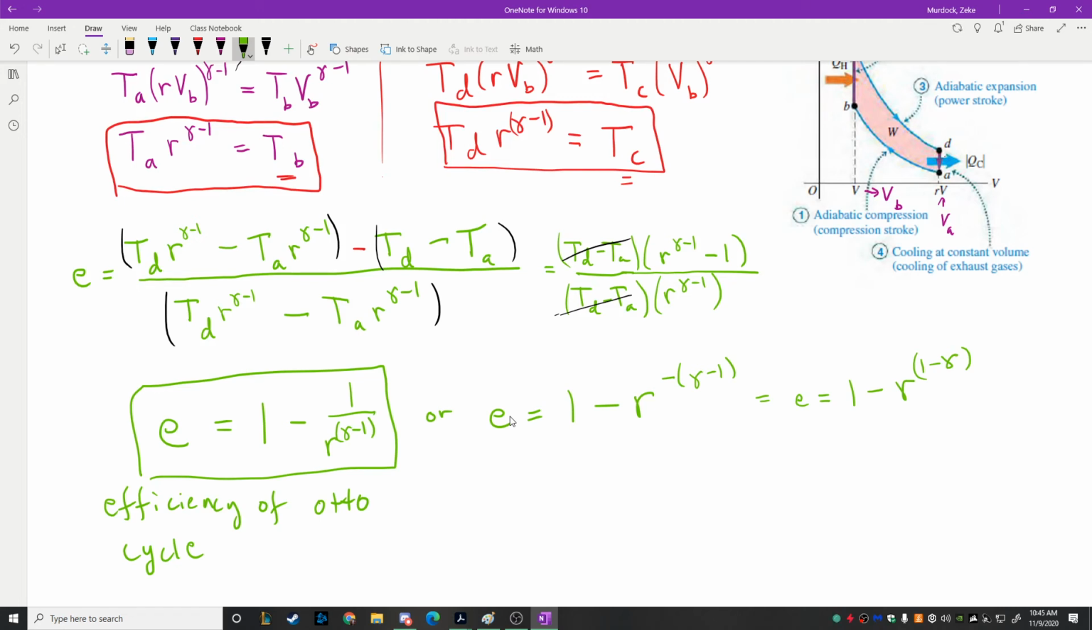Anyway, so let's get some actual values of these things. So if we use... Why didn't I write down gamma? What I wrote down is that if... Let's try this. If R equals 8 and we use gamma for air, I think gamma for air is like 1.4, right? If you use those, what do you get for E? Can you all calculate that?